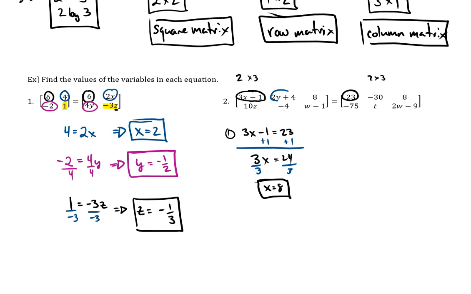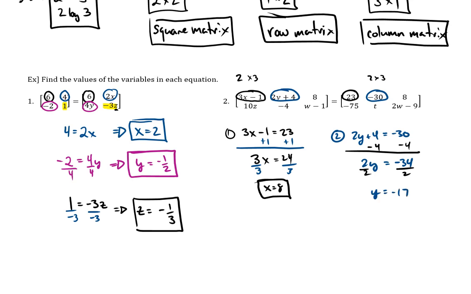Okay, so let's use some colors again. So this 2y plus 4 needs to equal the -30. So this is our second one. Let's go ahead and solve it. We would need to subtract 4 on both sides. And then we would have 2y equals -34. Dividing by 2 gives us our final answer: y is equal to -17. And there we go. Okay, so there's y.